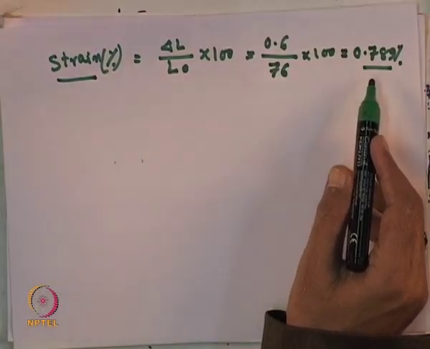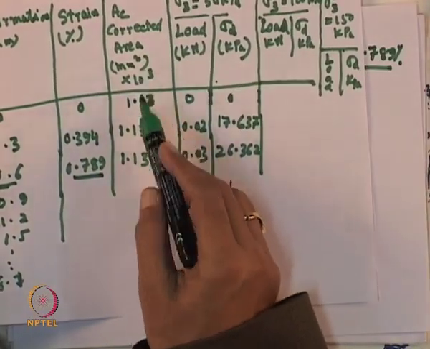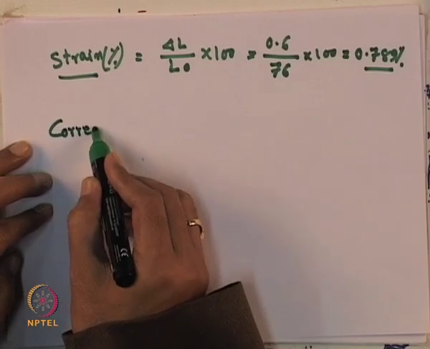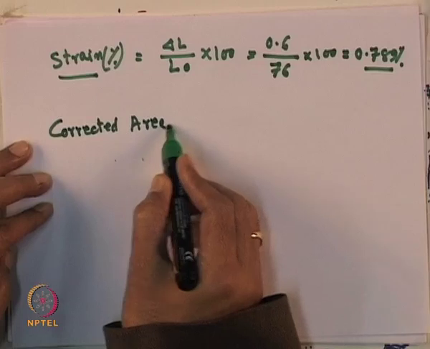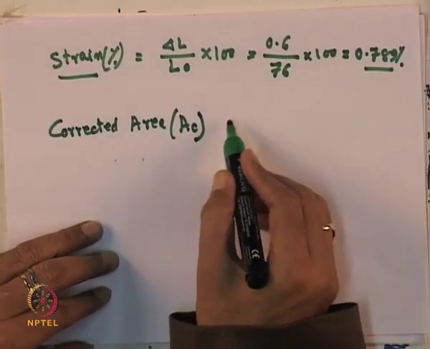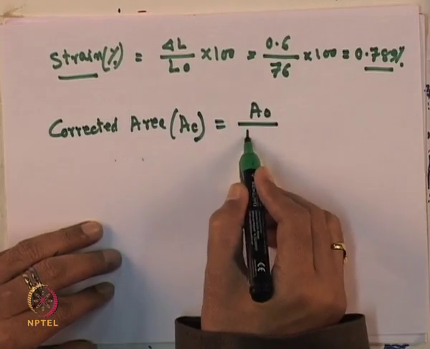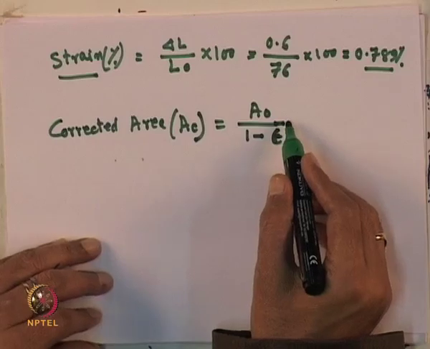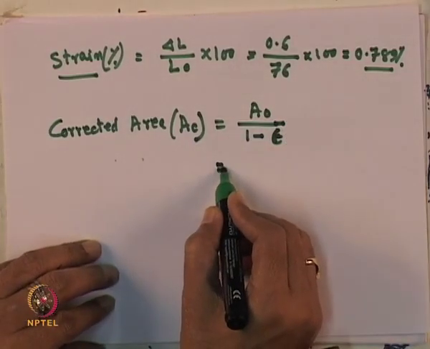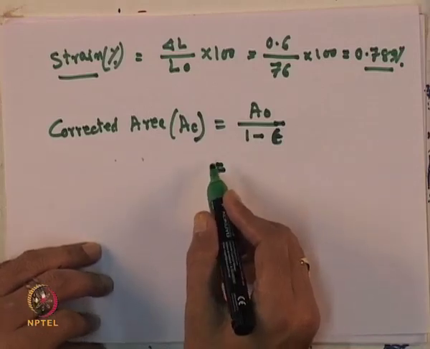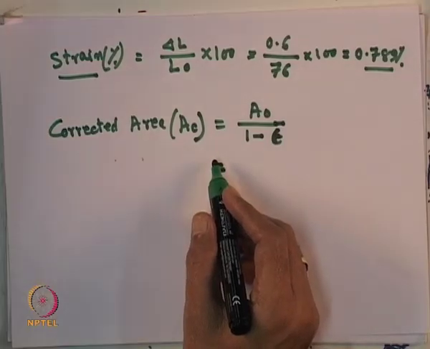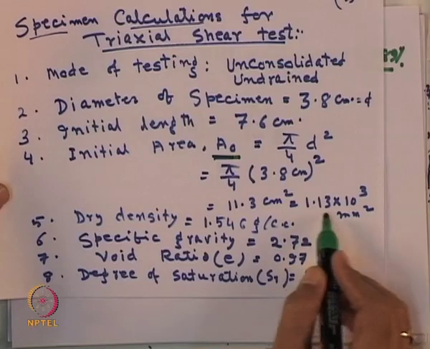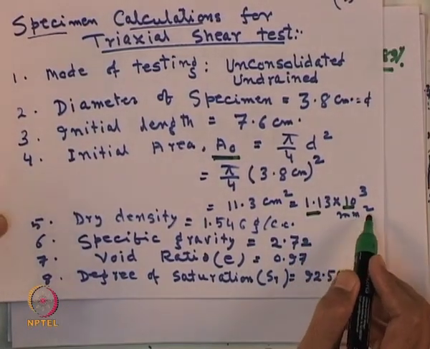Now, we calculate the corrected area, that is designated as AC. AC you know is A0 divided by 1 minus epsilon, the strain. So, what is A0? A0 we have calculated earlier, that is 1.13 into 10 to the power 3 millimeter square.